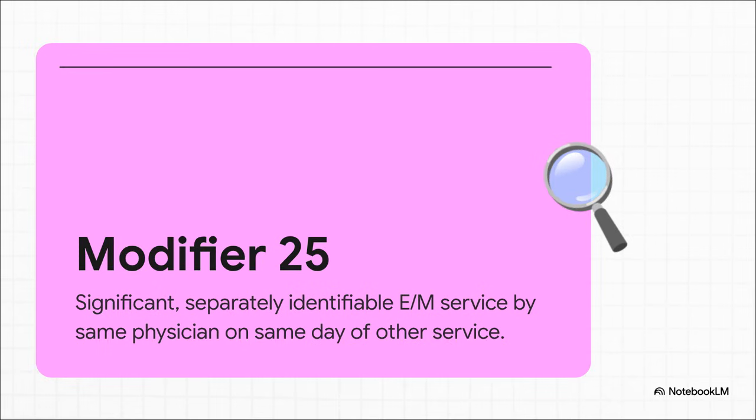Enter Modifier 25. This modifier is your best friend, but it's also a massive audit target. It basically tells the payer, yes, I did a preventive service today, but I also performed a significant, separately identifiable E&M service for an entirely different problem on the exact same day. It's what allows you to compliantly bill a problem-oriented code like a 99213 right alongside the preventive visit.